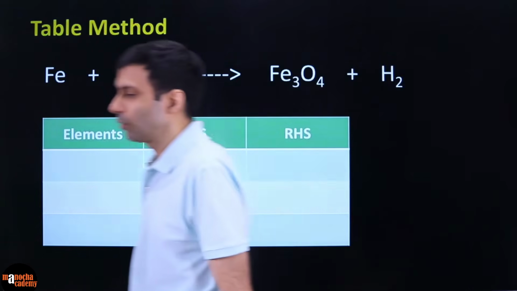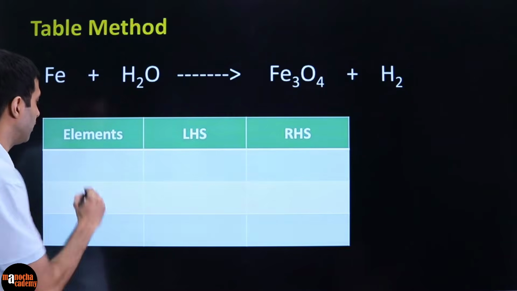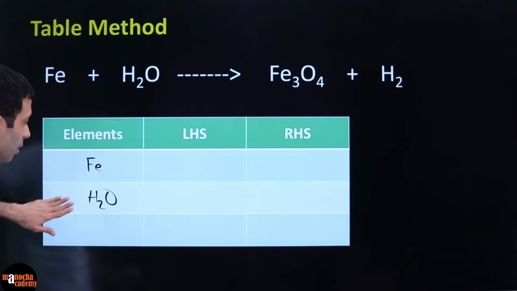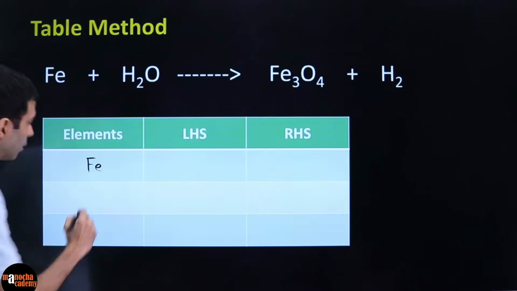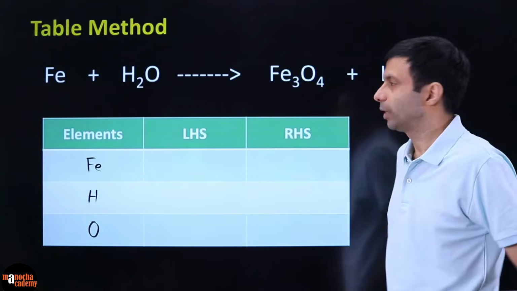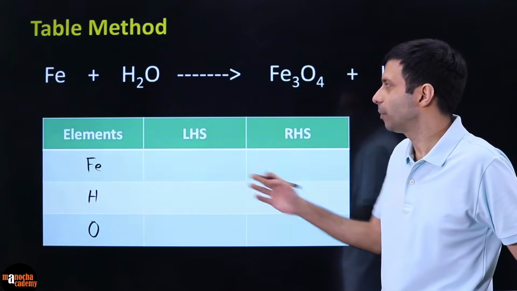So what are the elements over here? This time we have iron, and please don't put water here, because water is a compound. You need to break it into hydrogen and oxygen. This is the table of elements. Okay. So yes, it's simple. Let's practice the table method.